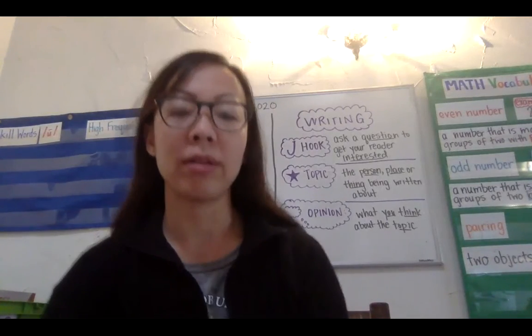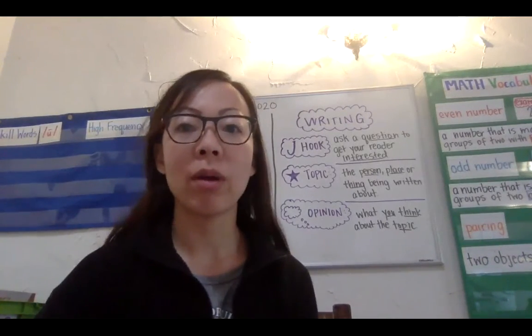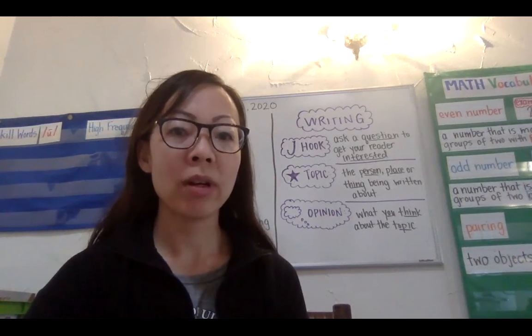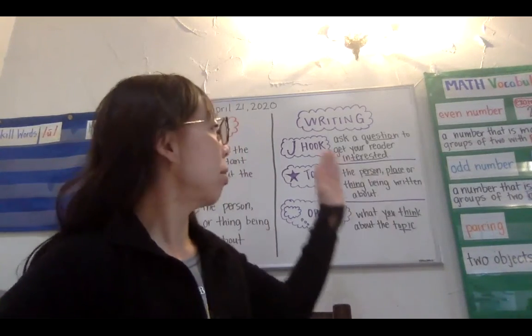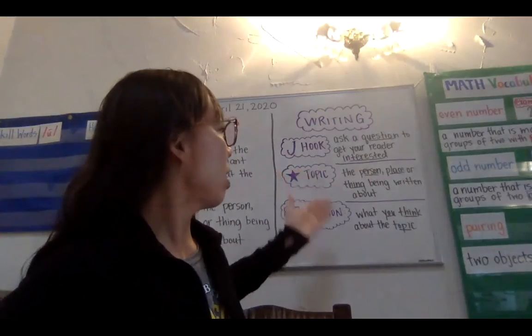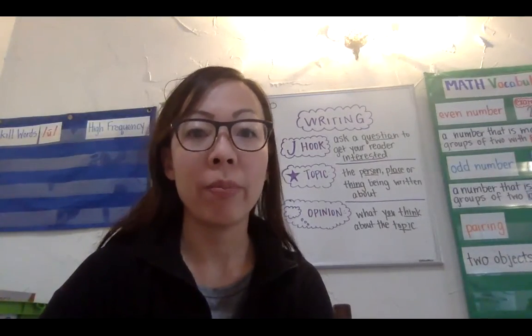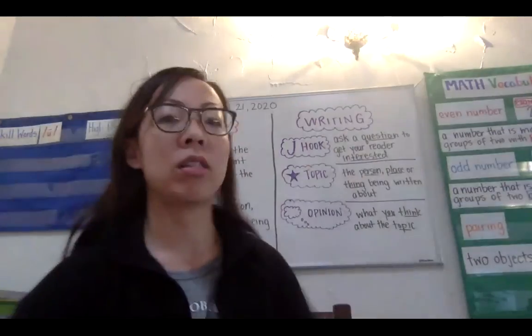So there's 3 parts that we're going to do. We're going to come back to our best pet writing that we did last week. Now, the 3 parts that we're going to focus on today are going to be the hook, writing the topic, and then writing our opinion. Now, we already started last week by writing our opinion, but we're going to add these other parts too.